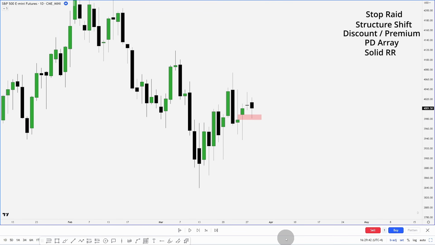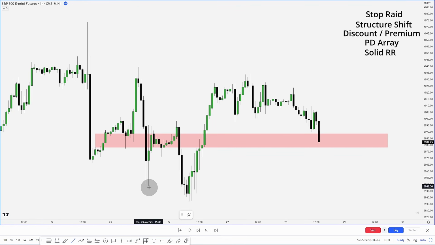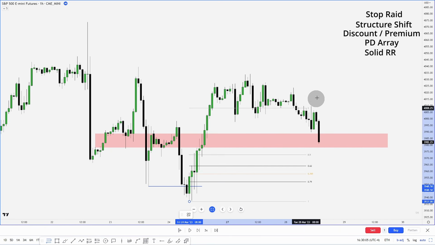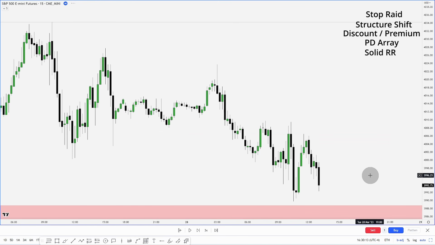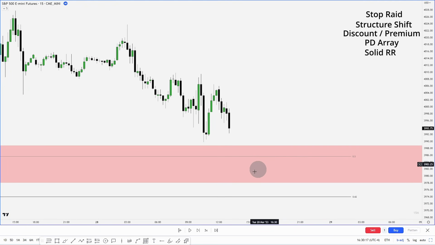For this last example, I'm going to go from the daily down to the 5 minute. So if you notice here, the point of interest is this volume imbalance on ES. Going down to the hourly chart, we can see that there was a stop raid right here, a displacement move up. Marking out that displacement move with a fib, we are now reaching back into an equilibrium on the hourly. Going down to the 15-minute chart, here's that equilibrium. Here is sell-side liquidity. Let's see what happens.